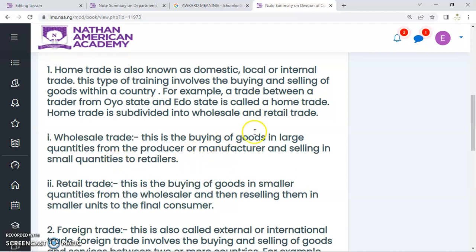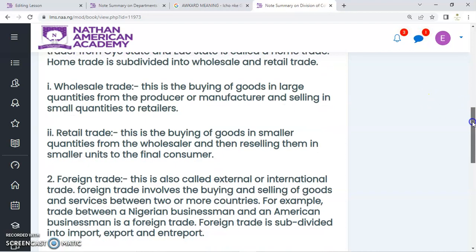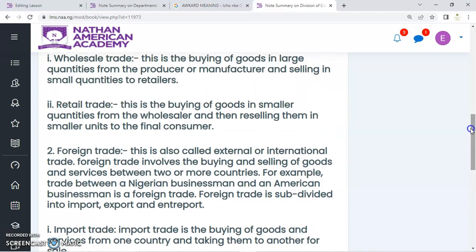The second part or division of trade or commerce is the foreign trade. Now, foreign trade is also called external or international trade. It is a trade that involves the buying and selling of goods and services between two or more countries. Now, two countries are involved. No matter how close these countries are, even if they share the same border, as far as these are independent nations, it becomes an international trade.